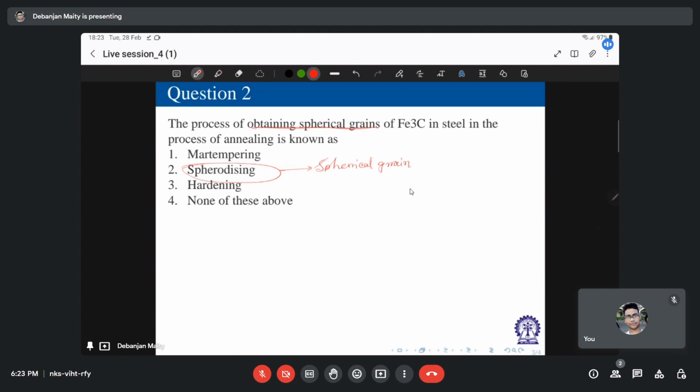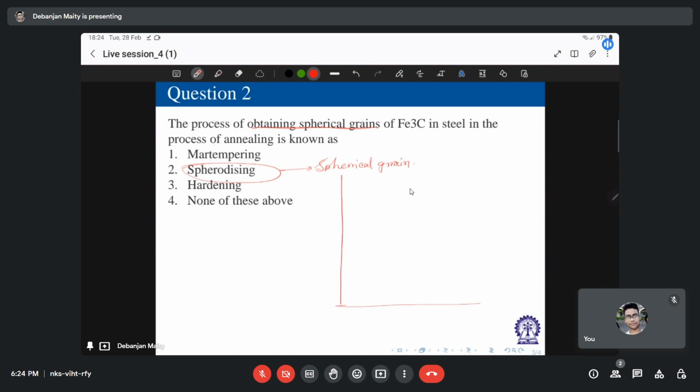So again, let us brush up on what spheroidizing is or what happens during the spheroidizing process, during some annealing process. Spheroidized annealing is done by heating the steel just above or slightly below the critical temperature for a prolonged time, followed by slow cooling. So again, let us try to draw the phase diagram. The figures always help to understand it better.